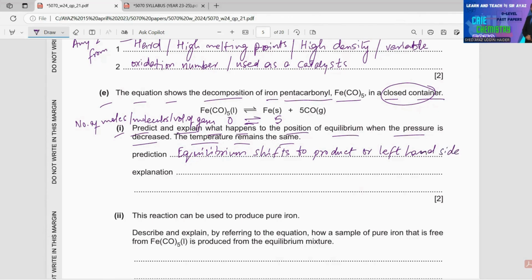Now, what about the explanation? Refer to the number of moles, molecules, or volume of gases on either side of the reaction.